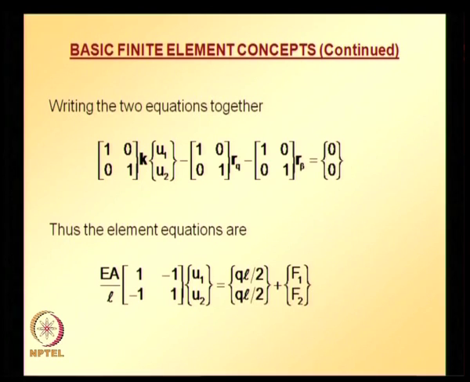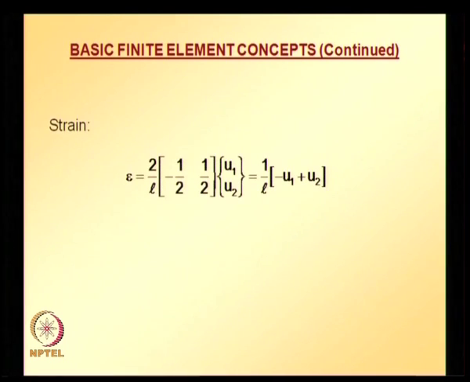K value is substituted, K is equal to E A over L times 1 minus 1 minus 1 1, and then the R beta and R Q values. R Q is nothing but qL over 2, qL over 2, R beta is F1 F2. In this equation, the first matrix is what is called the stiffness matrix, u1 u2 is the displacement vector, and whatever you have on the right hand side is related to forces. If there is no body force or distributed force q, then that vector is going to be 0. If you have only point forces, then you will have only F1 F2. By solving that equation system, you can get u1 u2.